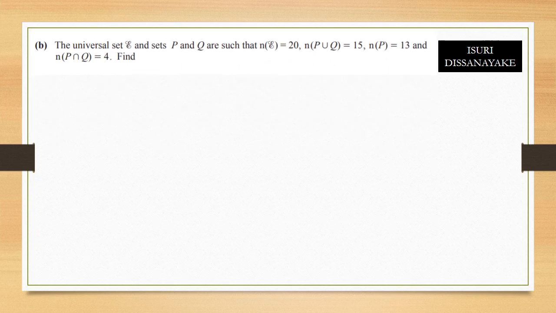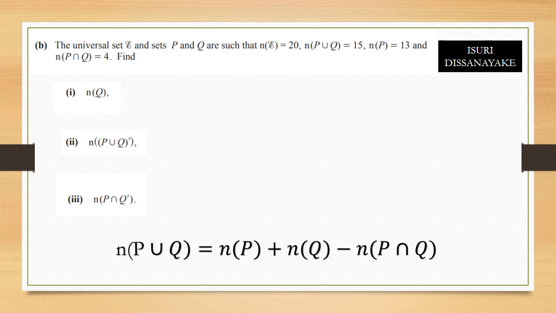A new type of question. It says the universal set and P and Q is given, right? So you can see the number of elements in the universal set is 20. P union Q, that means everything in P and Q together, there are 15 elements. Individually in P, we have 13 elements and we have 4 common elements, that is P intersection Q is equal to 4. So the question is you have to find how many elements are there in Q. You have to find P union Q dash, and also you have to find the number of elements in P intersection Q dash. So I will show you a small relationship.